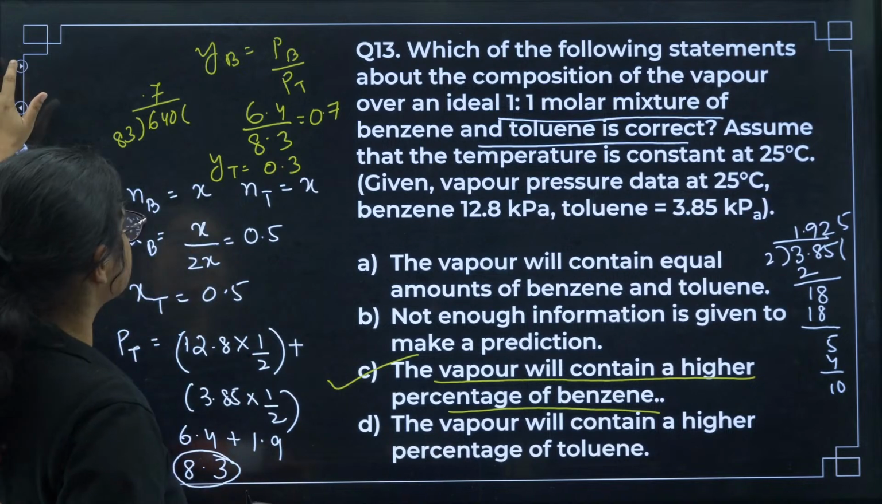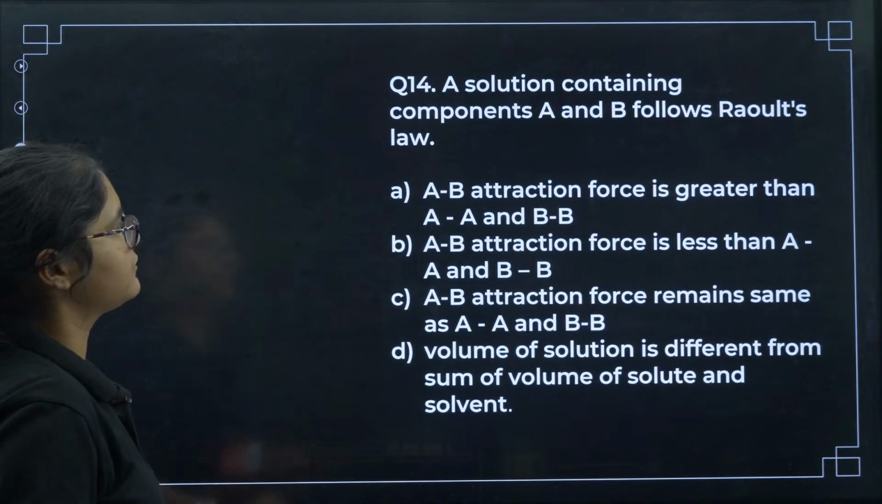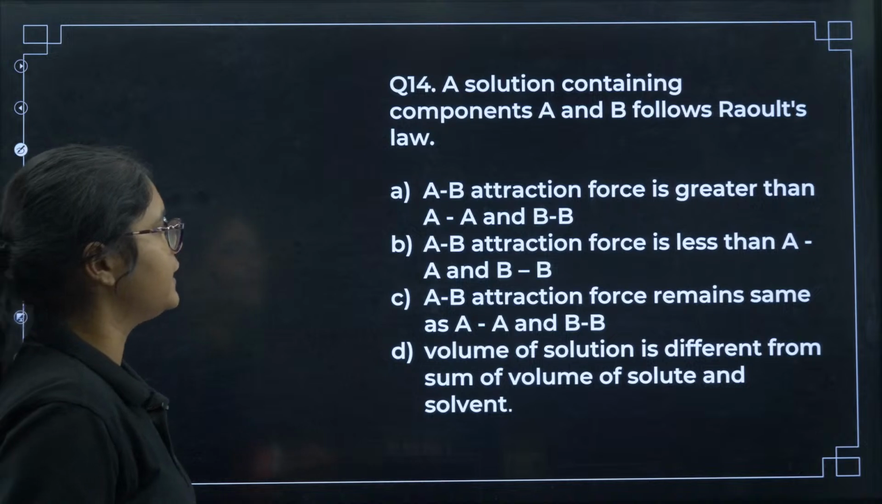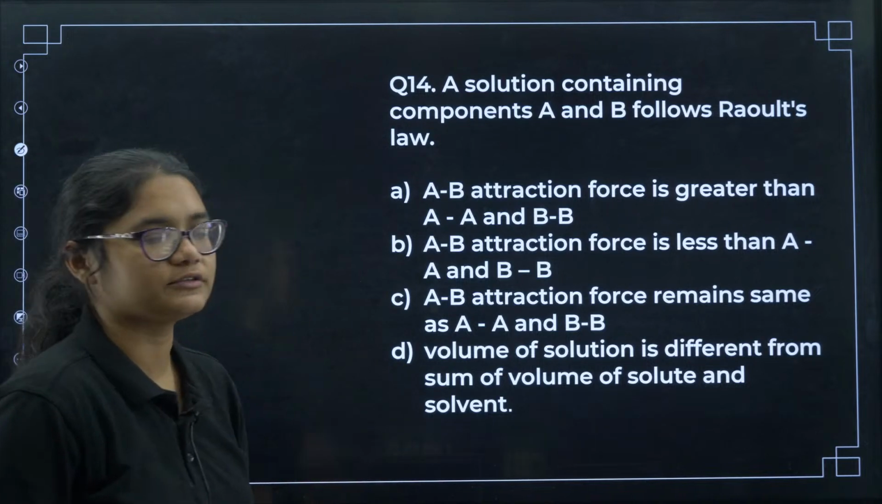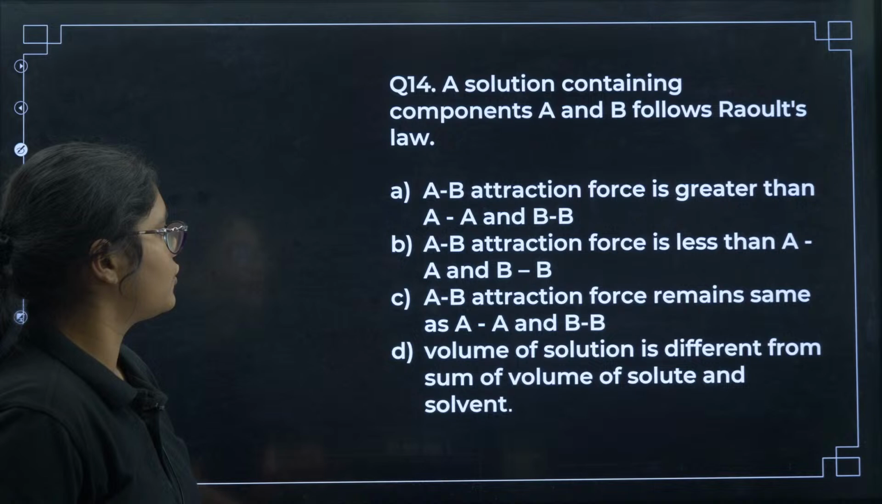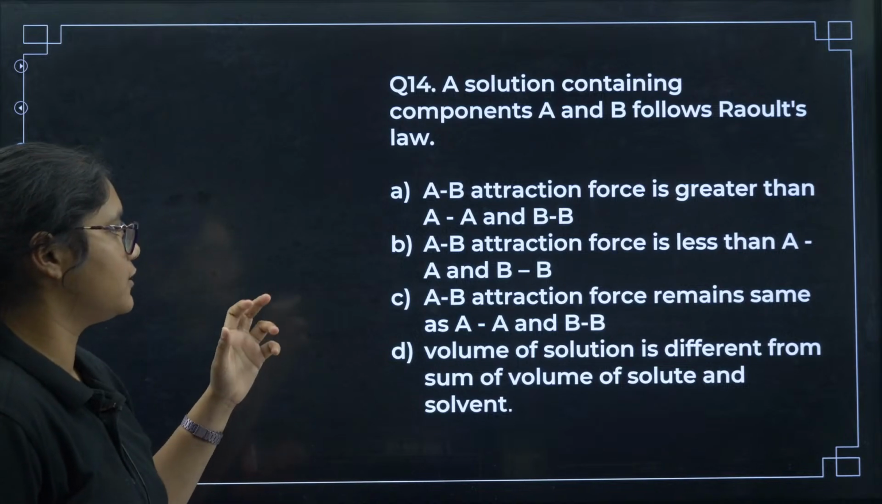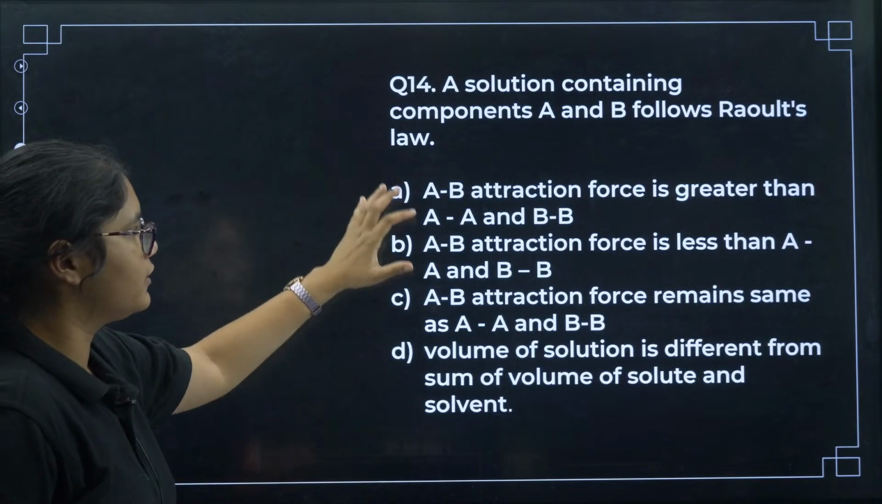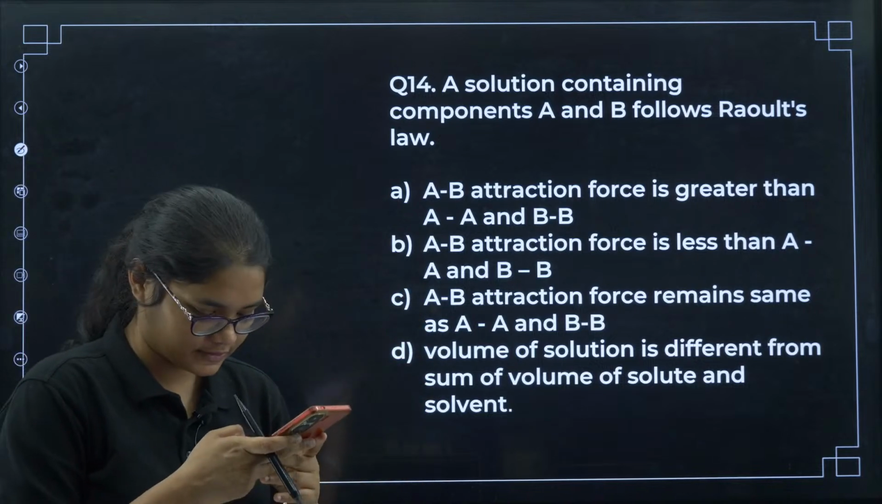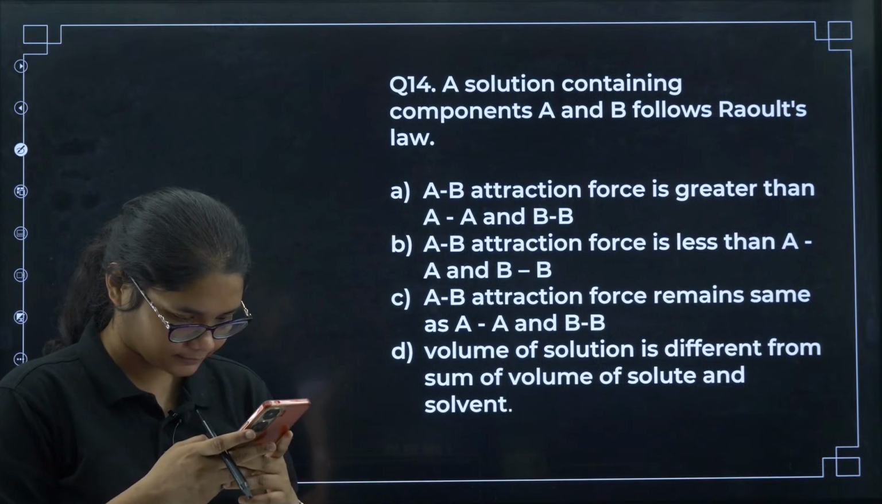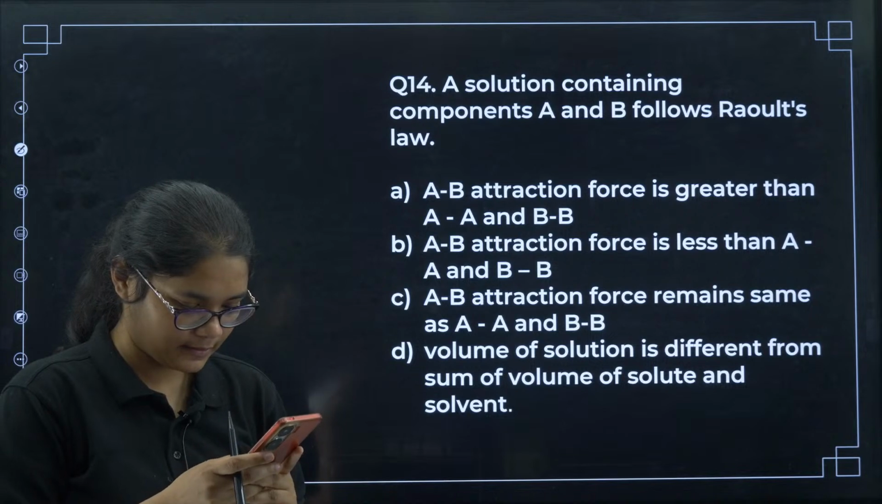Now let us move to the next question, that is question number 14. A solution containing components A and B follows the Raoult's law. So here what happens, we have A B, so what condition should be there if it follows Raoult's law? This is a very direct question.